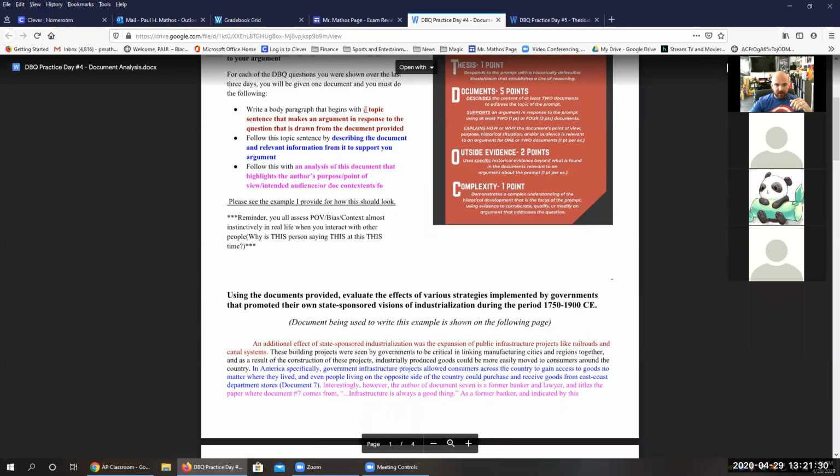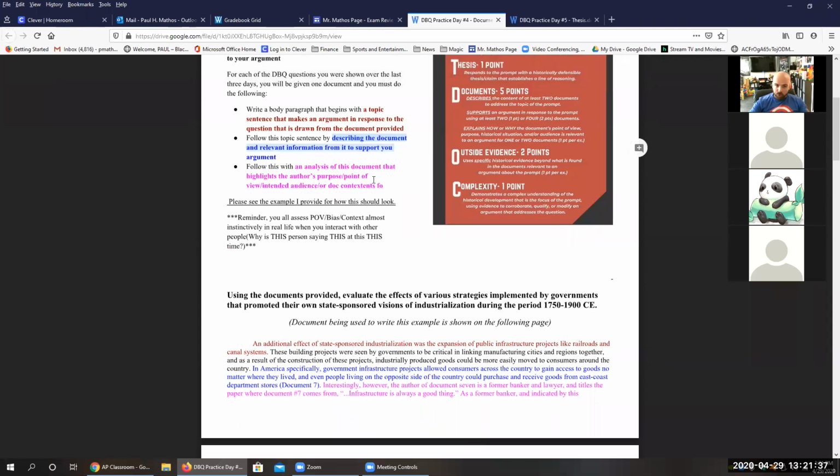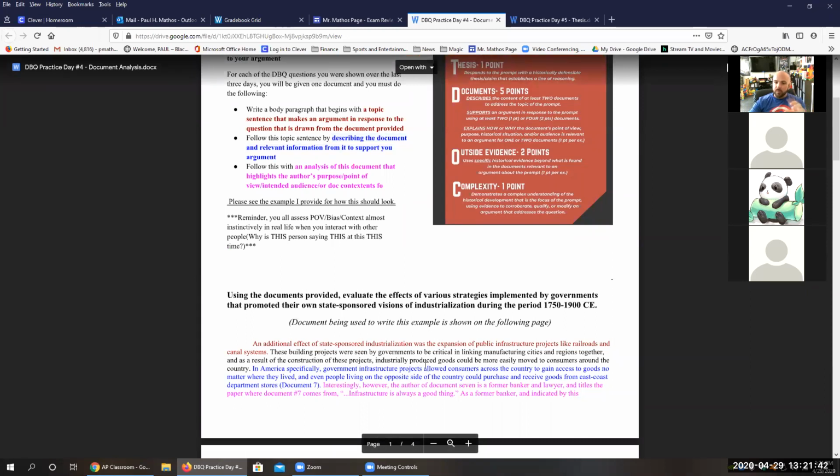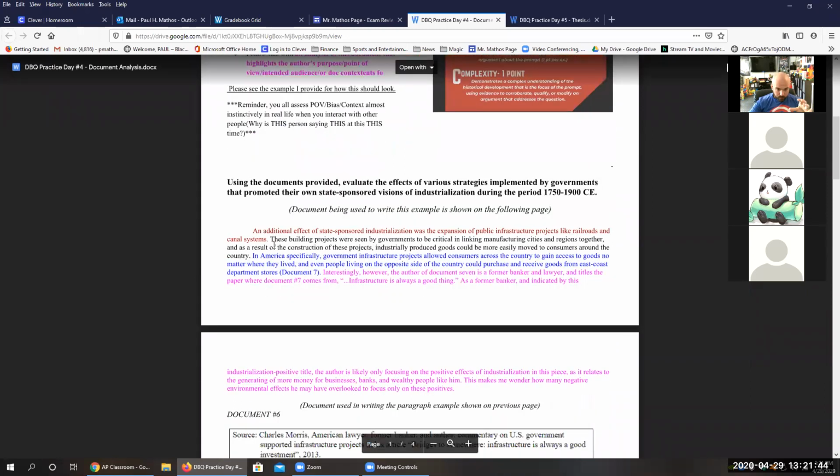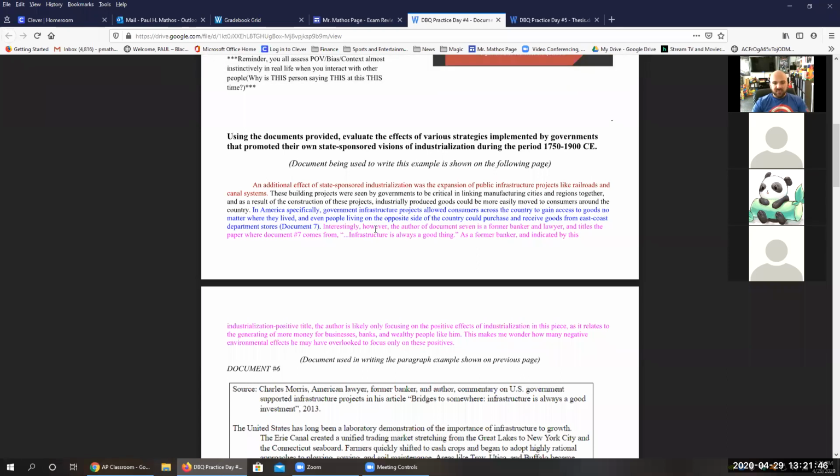So again, red are the topic sentences. Blue is describing the document and using information to support your argument. And then pink will be the actual document analysis. So let's read through this. An additional effect of state-sponsored industrialization was the expansion of public infrastructure projects like railroads and canal systems. There's your topic sentence right there. Now the next part is all where you're using the description of the document and supporting your argument.